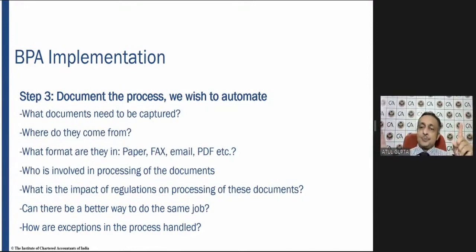What do you wish to automate? The snack seller automated the whole chain, from order to payment. So you need to break down what you need to do. When you decide to automate, you need to know what you are automating, which documents you want to capture through automation, the source of the document, the present format of the document, what processing is involved, and what regulatory impact that process is going to have. Can there be a better way of doing the same job? And if there are exceptions, how will the exceptions be handled in the process? So again, very, very important: what we wish to automate.